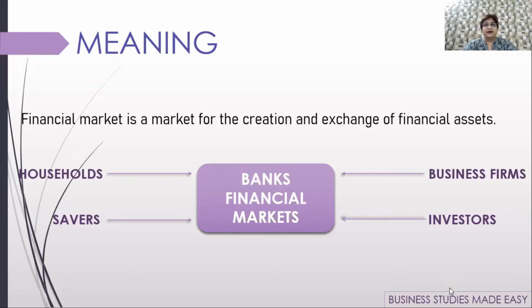From the bank, they take a loan. If the business firm wants money, they can either go to the bank, and if they are not able to raise the money from the bank, then they can issue shares and debentures in the financial market. So these shares and debentures that these business firms issue in the financial market, this is what the household buys. So this is how the financial market works.